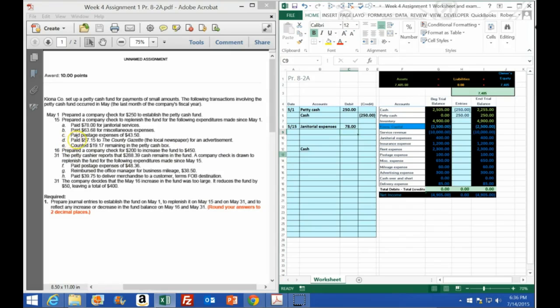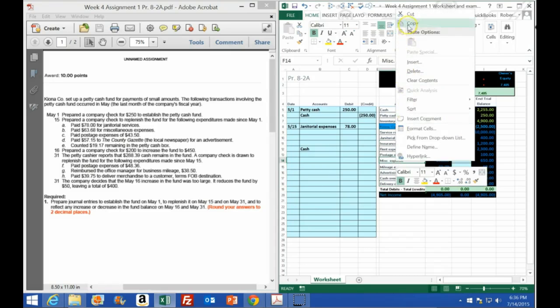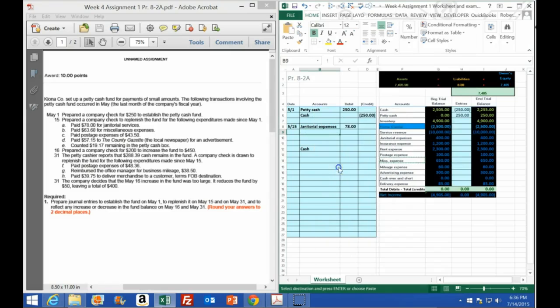Next one, B, paid $63.68 for miscellaneous expense. So someone didn't want to tell us what it was. Miscellaneous expense, again, if we look through here, we can see that it says expense right here. It's next to all the other expenses. All expenses have debit balances. They generally only go up. We're going to make it go up again by doing the same thing to it, which in this case would be another debit. So we'll debit the miscellaneous.